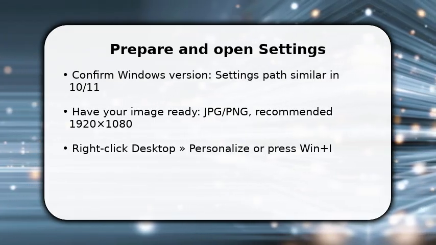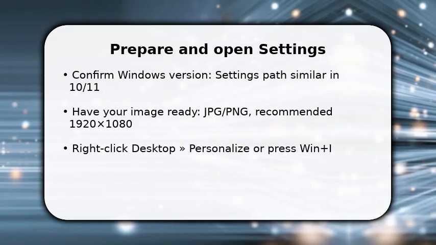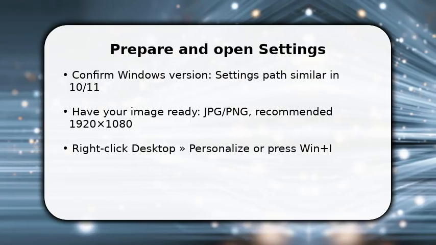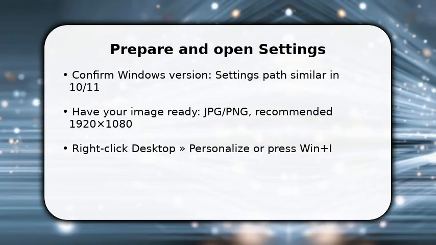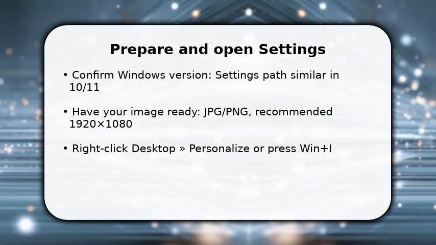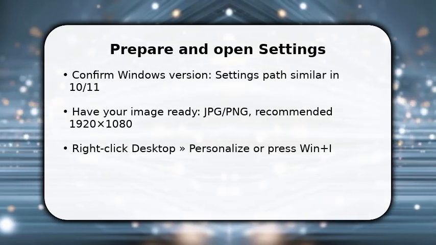Next, right-click the desktop and choose Personalize, or press Windows plus I and navigate to Personalization. Once Settings opens, select Background on the left. You're now positioned to change the background image directly. This is faster than hunting through folders.